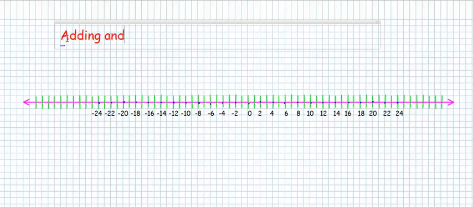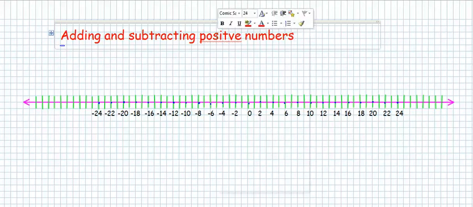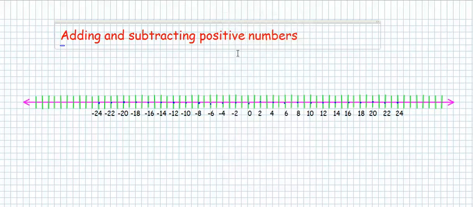Adding and subtracting positive numbers. All right, don't tell me I spelled positive wrong. Apparently I did. All right.